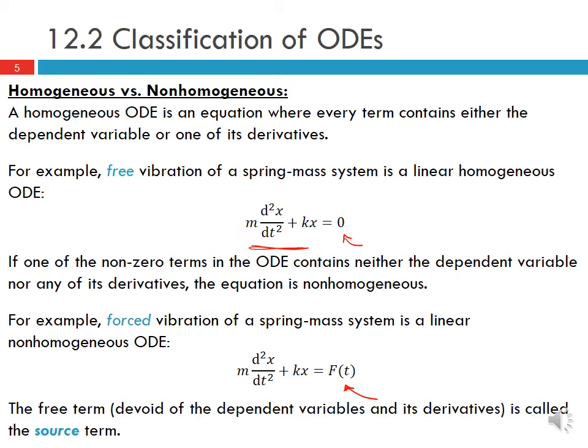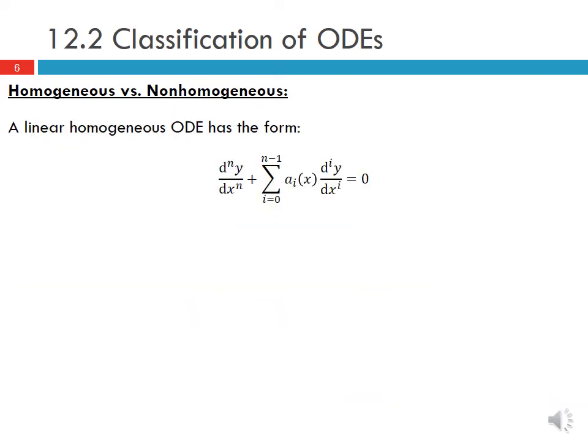The free term, the one that is devoid of the dependent variable and its derivatives, is called the source term. In the case of forced vibration, it is typically called the forcing function. A linear homogeneous ODE has the form as shown here. Again, if we bring all of the terms that are a function of the dependent variable, which in this case is y, and its derivatives onto one side of the equation, then we have a 0 on the other side of the equation in a homogeneous ODE.